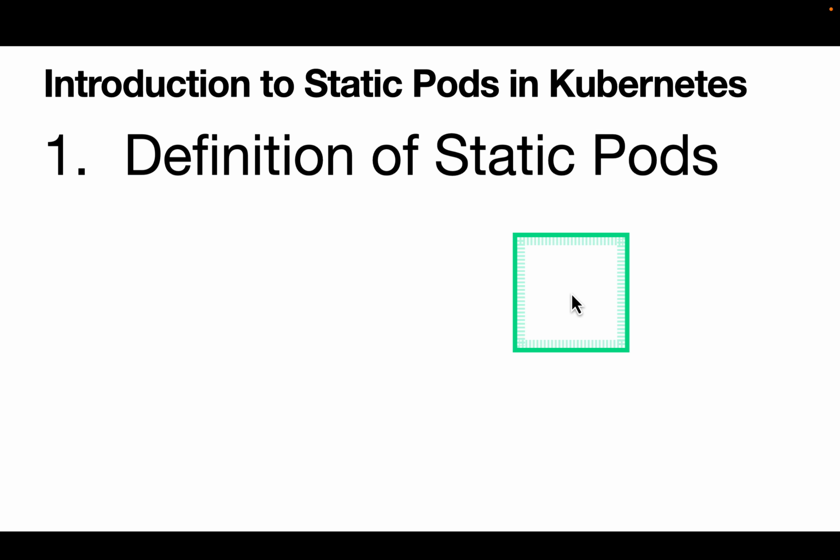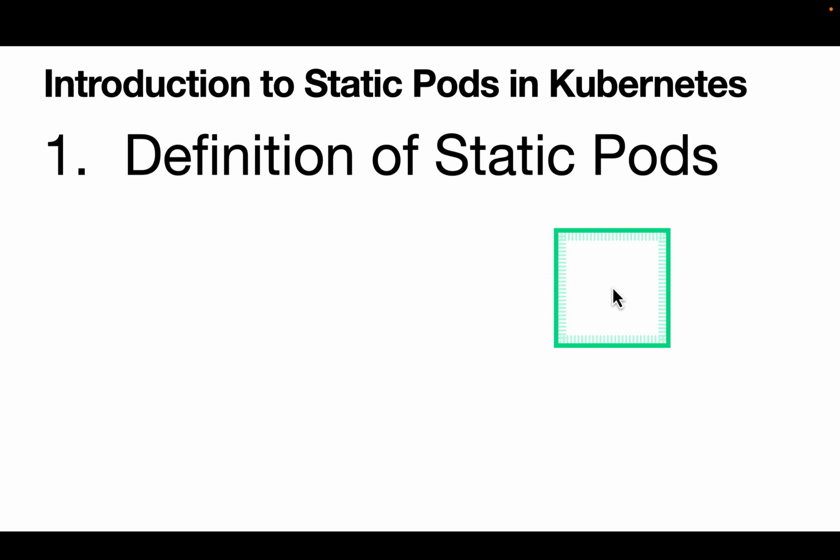So this is an important point. They are managed directly by the kubelet daemon on the worker node, and they are not observed directly by the API server. They are bound to a specific kubelet on a node, and they are not part of a control plane node, meaning they are not observed by the control plane.